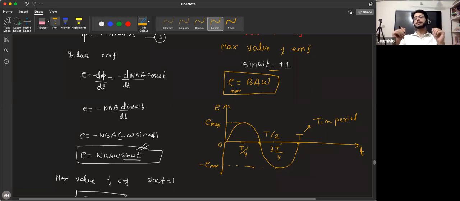By looking at this plot, I can say that at t equal to 0, your EMF was 0. At t equal to T/4, your EMF becomes maximum. At t equal to T/2, your EMF becomes 0 again. Then at 3T/4, your EMF is negative. And at t equal to capital T, your EMF becomes 0 again. So this is the standard EMF versus time graph.